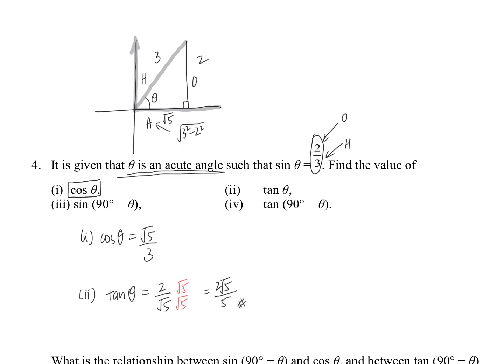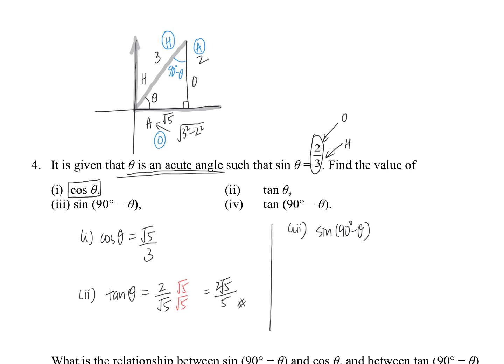Okay, next is part 3. What if I change to the other angle? 90 minus theta. So you ask yourself, 90 minus theta must be this other angle here. If you change your angle, your adjacent and opposite side will change, so you must label it accordingly now. Hypotenuse, adjacent, opposite. When you change the angle you are referring to, your hypotenuse, adjacent and opposite must change accordingly.